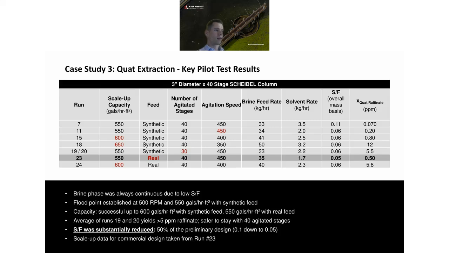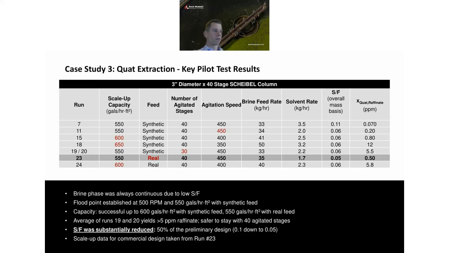And again, here we have a series of runs. The nice thing about this test is we can show everyone how we optimize an extraction column. First thing we were looking to do was to reduce the solvent to feed ratio. Initially we started up with 40 agitated stages, a scale-up capacity of about 550 gallons per hour per foot squared, and a solvent to feed ratio of 0.1. There we were successful. We then tried reducing the solvent to feed ratio down to 0.06, and we were also successful there. We then tried pushing the capacity to 600 with synthetic feed. We were successful there as well.